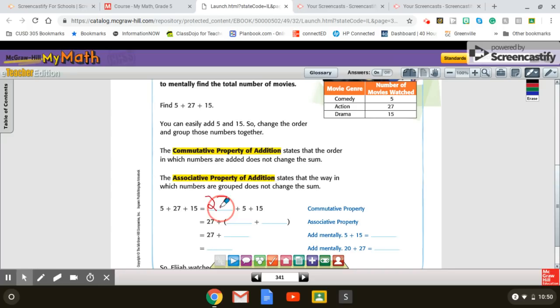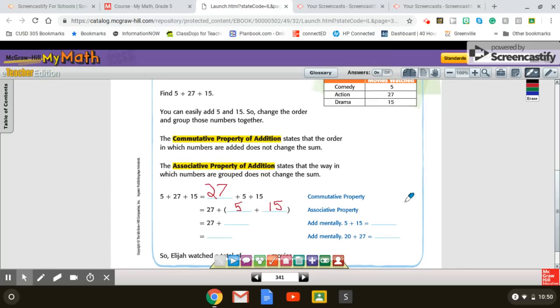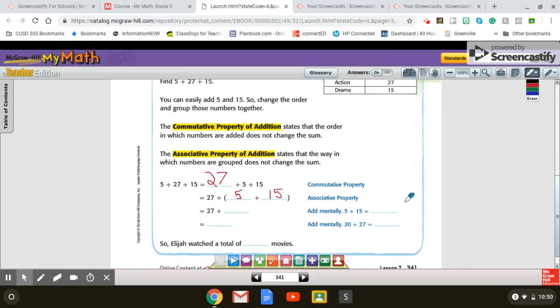Then using the associative property, they've grouped together the 5 and the 15. Now you can group any of the numbers together and add that sum up to make it easier for you, but you're probably not going to group any of the other numbers together to make it easy. You can group the 27 and the 15 together, but it's not going to be as easy to figure out in your head mentally as 5 plus 15 is. Some of you might get it right off the bat, but it's not going to be as easy as 5 plus 15.